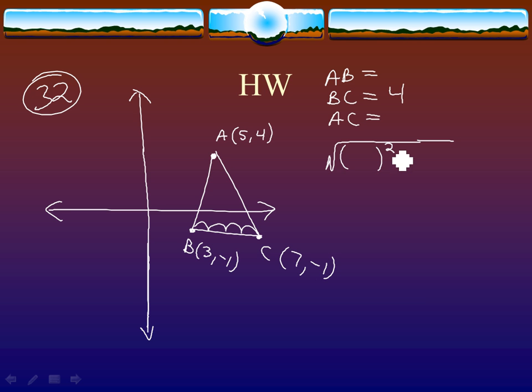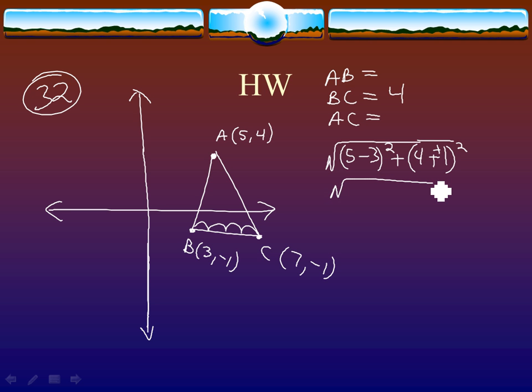Remember the distance formula? Subtract the x's, square that answer, subtract the y's, square that answer. Let's do AB first. What's our x coordinates? So 5 minus 3. What's our y coordinates? 4, negative 1. Good. That's going to end up being plus 1 there. Let's do a lot of this in our head.